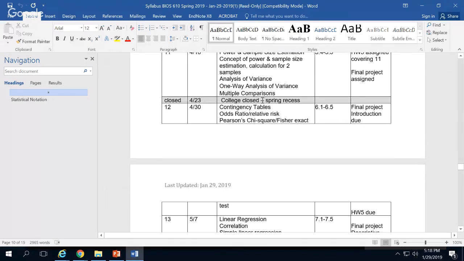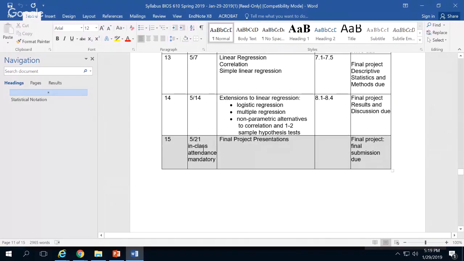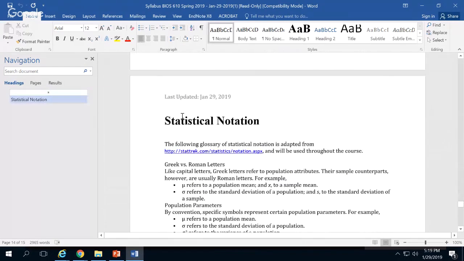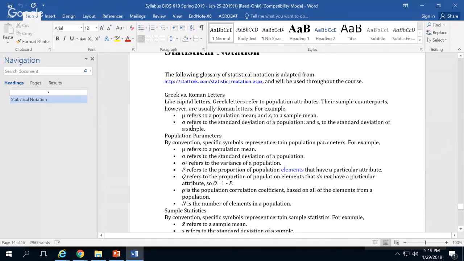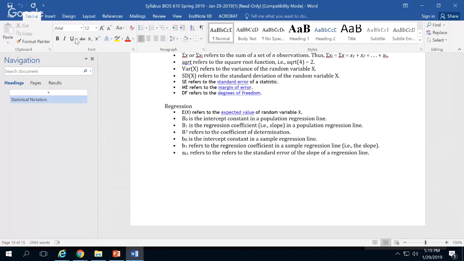So we do have one other missed Tuesday on April 23rd for the spring recess, and the final project will be on May 21st. Finally, I just wanted to point you to a handy cheat sheet that I gave you on the back page about statistical notation. And this mentions some of the conventions that we're going to use in this course about use of Greek and Roman letters and what the symbols that we're using mean. But I won't get too far ahead of myself with that.